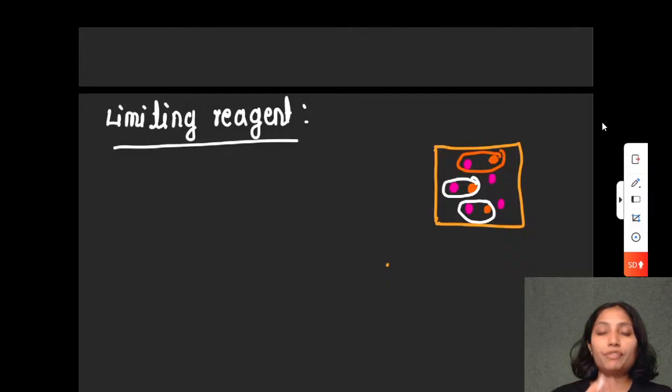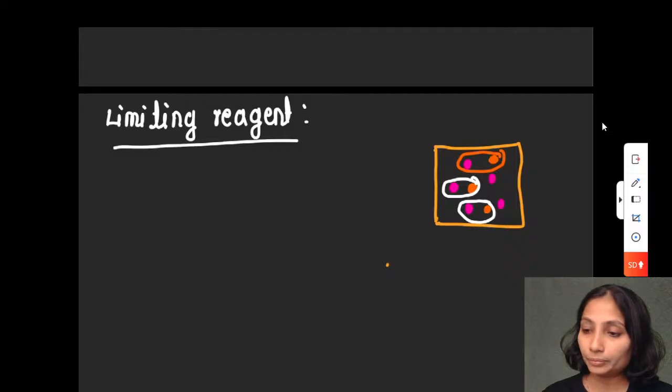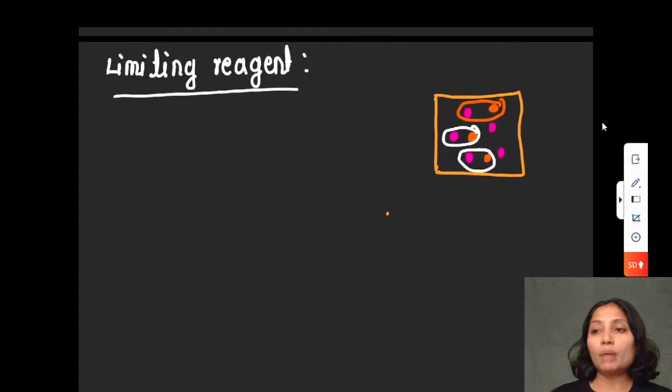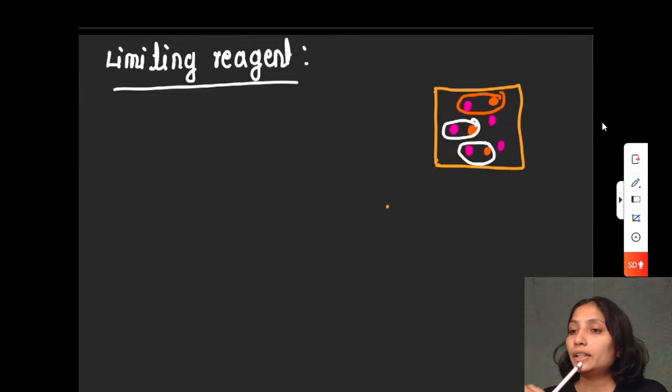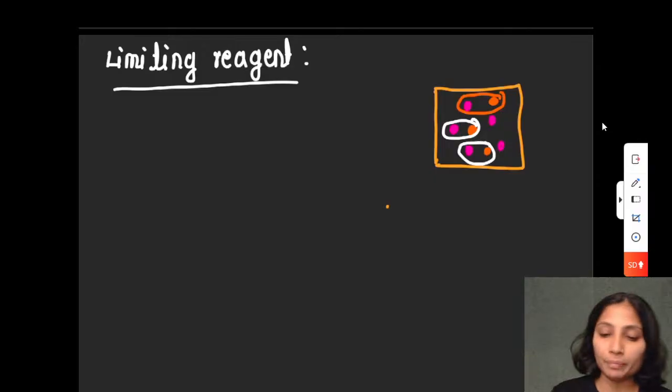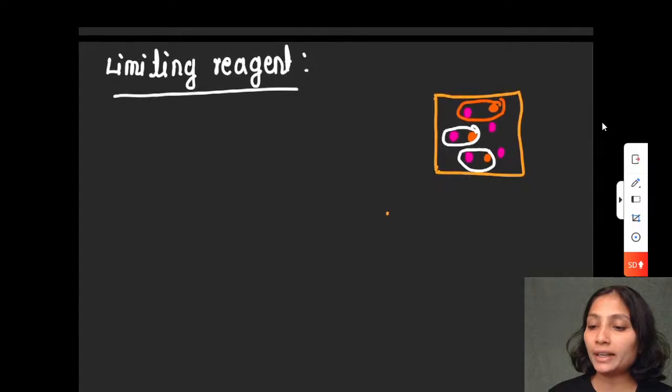Example, I'll take the formation of ammonia. So how does ammonia formation take place? Tell me the equation for ammonia formation. Anybody? You can answer in the comment section. Be quick. How is ammonia formed? The formula of ammonia is NH3.